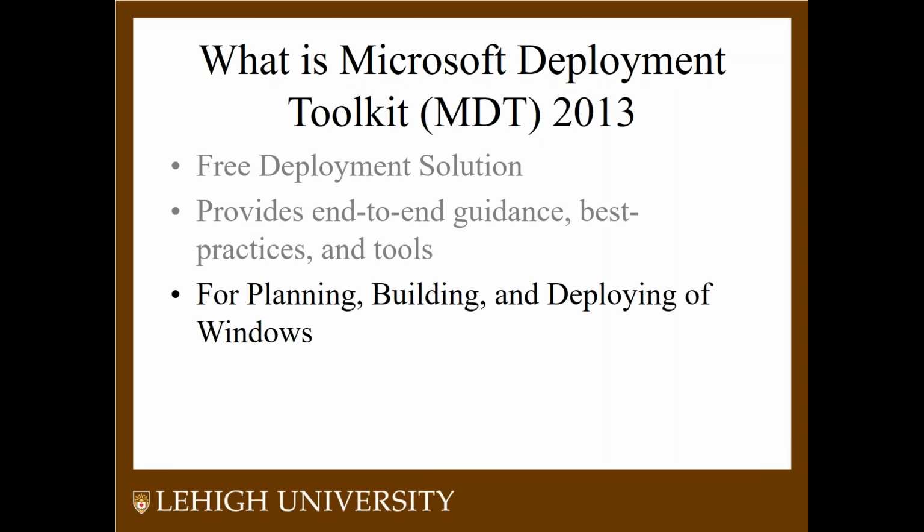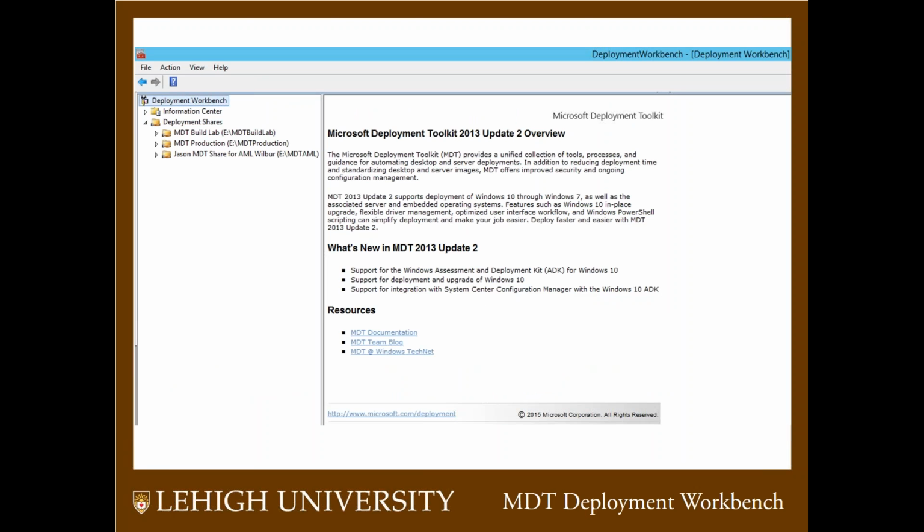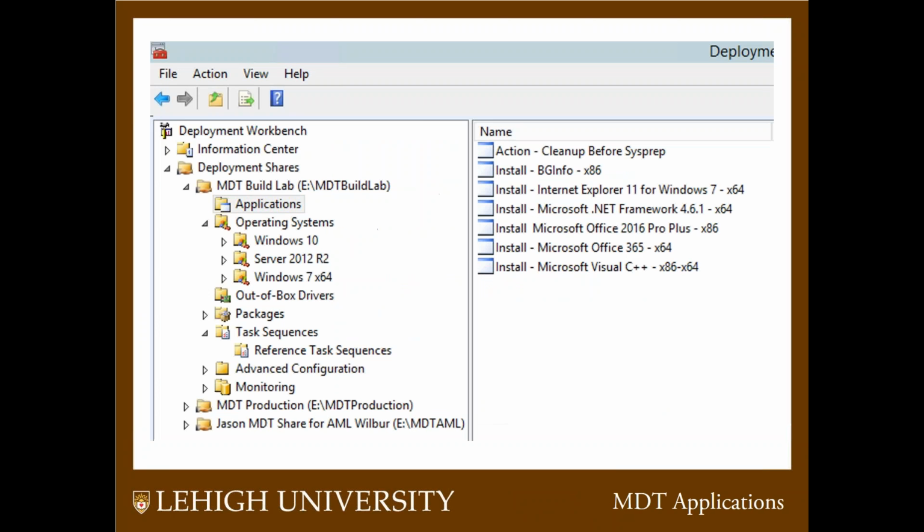I was thinking of walking through the interface a little bit. This is your main interface. It's called the Deployment Workbench, and you notice a bunch of folders. You need to add content into these folders. It is essentially a file share. And once you have done that, you can start creating what they call task sequences. And a task sequence is exactly what it sounds like. It's a set of steps that MDT executes in a particular order to complete a deployment scenario.